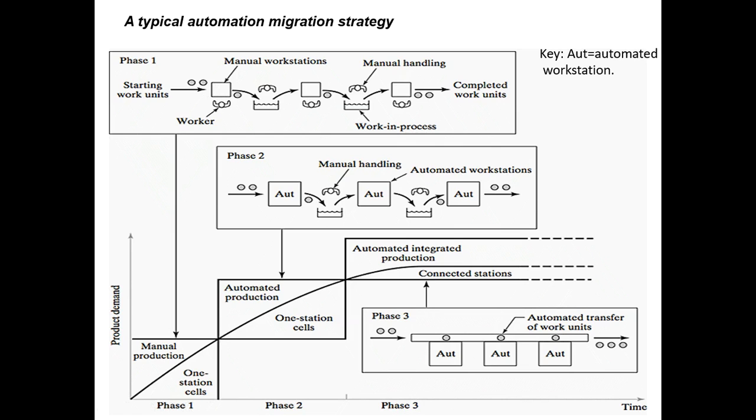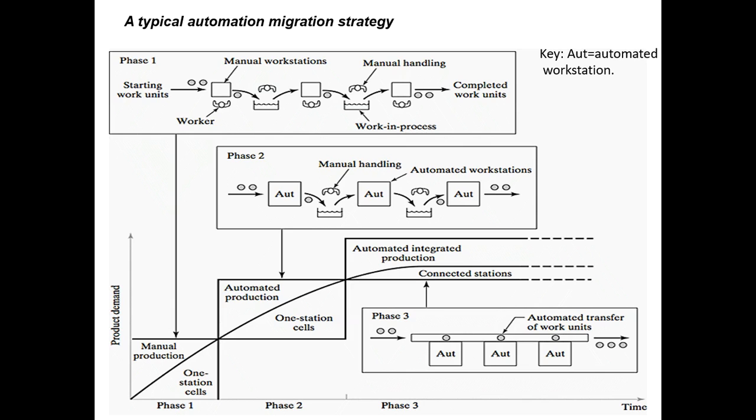The purpose of following this manual operation is that it is used for introduction of the new product quickly and with low cost tooling. The phase 2 uses single station automated cells. So this is one station and this is another station and this is another station. So all stations are automated independently. As demand for the product grows and it becomes clear that automation can be justified, the single stations are automated to reduce labor and increase production rate.